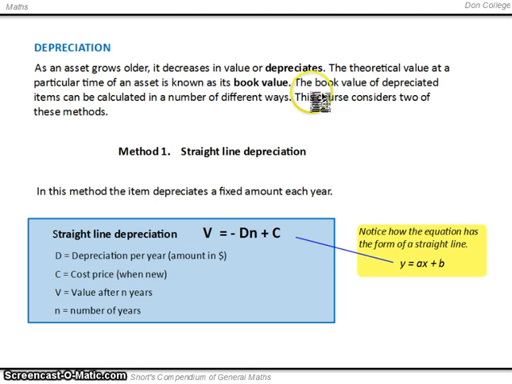Okay. Depreciation. As an asset grows older, it decreases in value or depreciates, so that means it goes down in value over time. The method that we're going to look at here is straight line depreciation. This is where the value of an asset, so something you own like a car or a house or a computer, goes down by a fixed amount, so it's the same amount every year. Now the amount that it goes down by is D here, and you can see that this is in the form of a straight line equation.